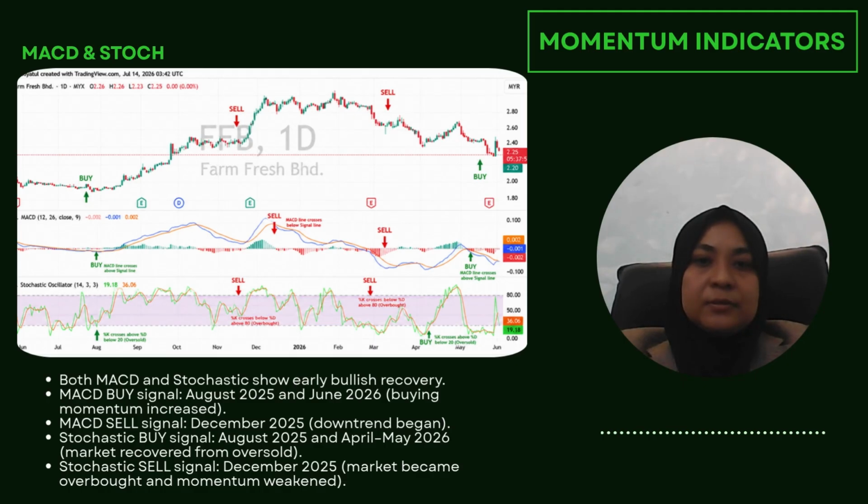Next, the stochastic oscillator shows whether the stock is overbought or oversold. It gave a buy signal in August 2025 and again in April to May 2026 when the stock recovered from the oversold level. A sell signal appeared in December 2025 when the stock moved down from the overbought level. Overall, both the MACD and stochastic oscillator show that the Farm Fresh price is starting to recover. However, investors should wait for a stronger buy signal before making an investment decision.